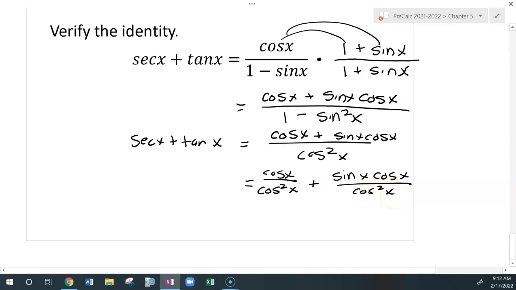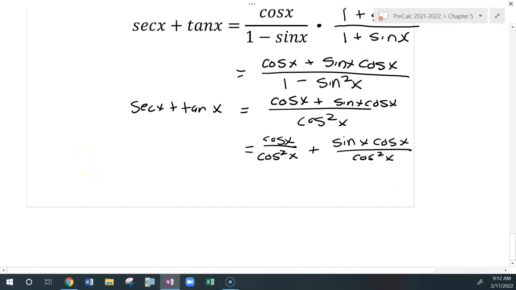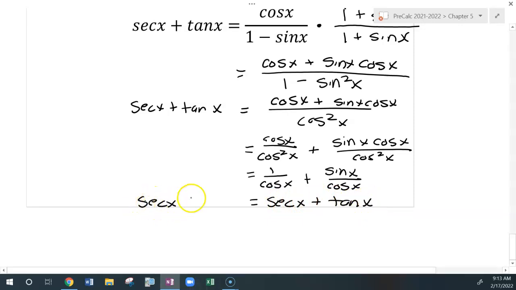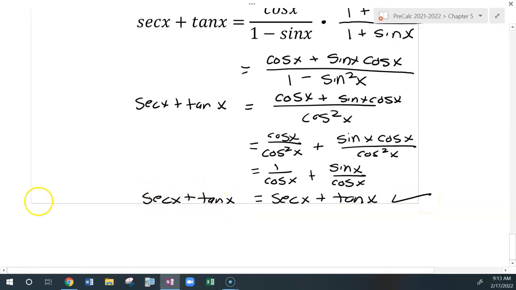So what I've done is I've separated my fraction into two fractions. Cosine over cosine squared, that gives me 1 over cosine x. And here I get a sine over cosine x. So I'm just canceling what I can cancel. That gives me secant x plus tangent x. And those are both the same. So that's done.